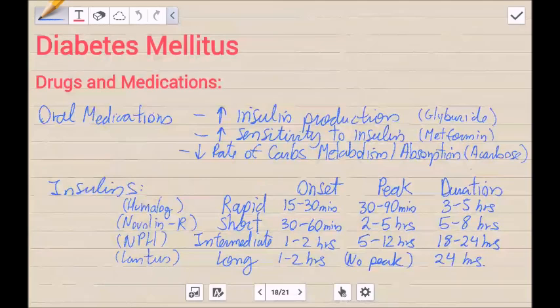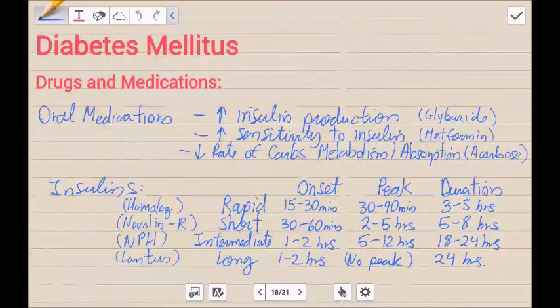Some medications used in the treatment of diabetes, oral medications, work in at least three main mechanisms of action, although there are many families of medications available for diabetes. One family of medications works by trying to stimulate the production of insulin from the pancreas, for example, glyburide.